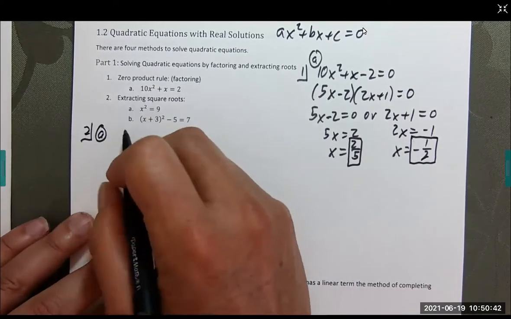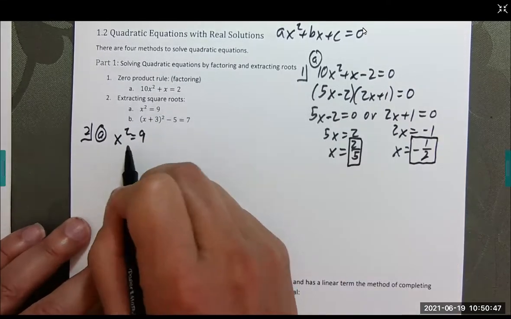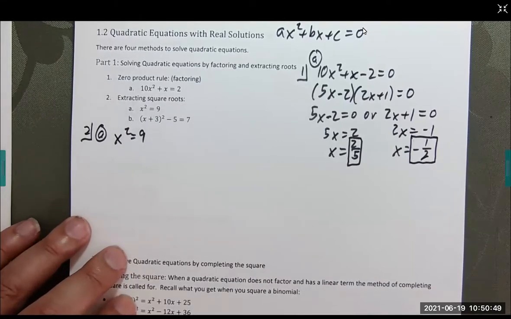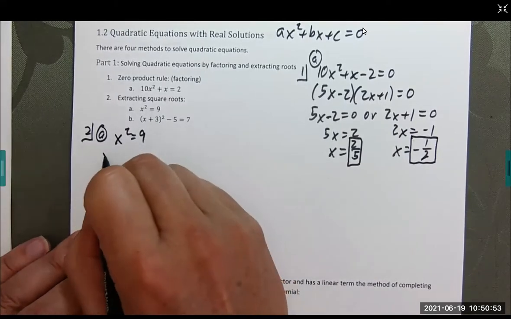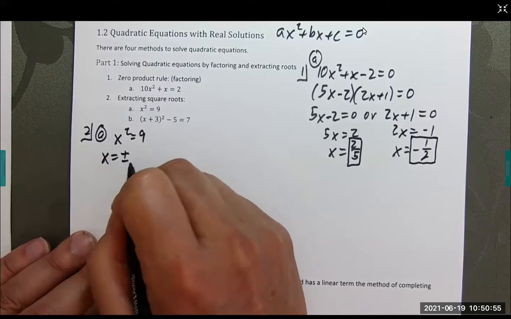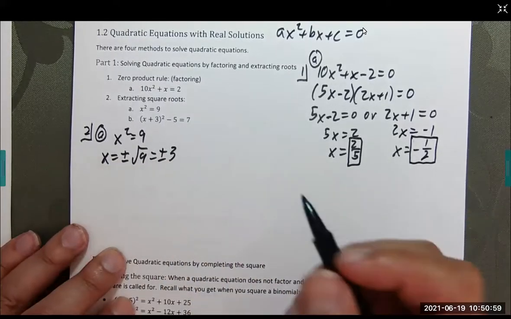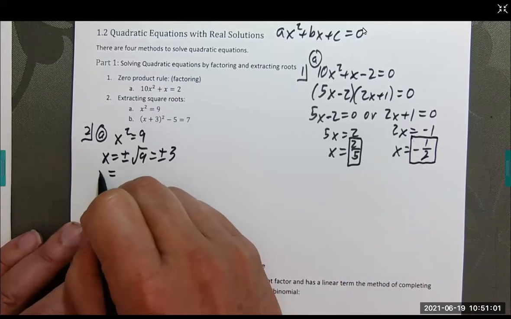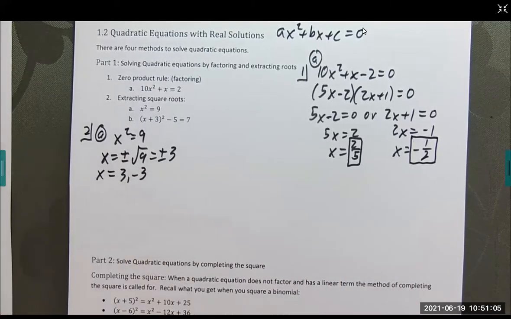The second way is extracting square roots. So if I have x squared equals 9, what I can do is I can take the square root of both sides, but I got to keep in mind when I take the square root of both sides, I need both the positive and the negative answer. So x equals positive and negative square root of 9, or plus or minus 3. And we would write that as x equals 3 comma negative 3. You put the word or in between.